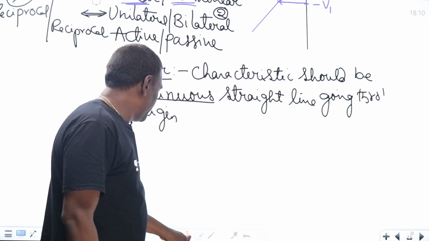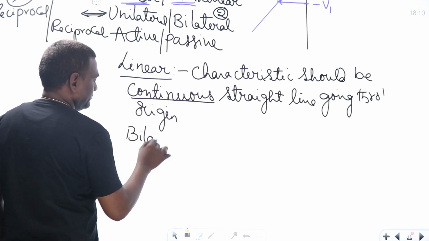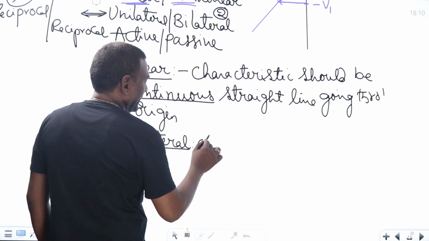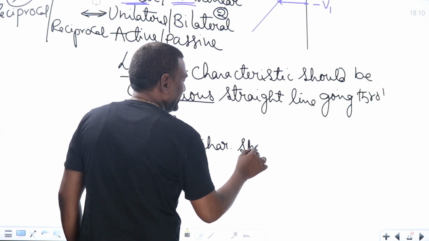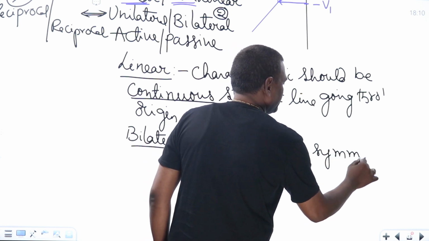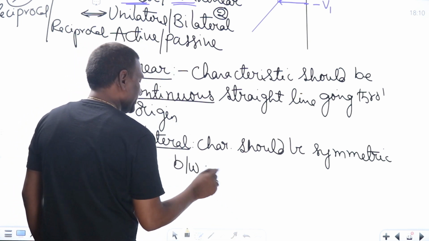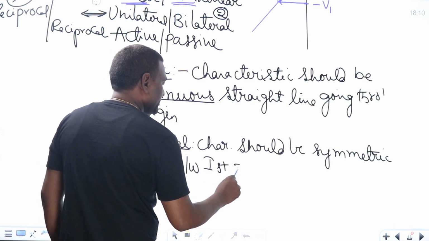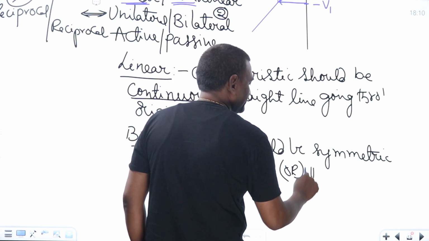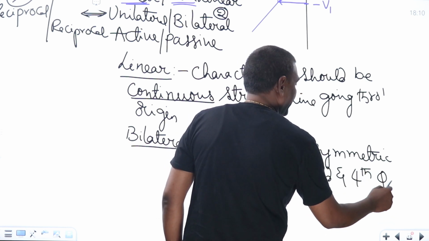About that only we are discussing. So let me think of bilateral. What is meant by bilateral? Meaning the characteristic should be symmetric between first and third, or second and fourth quadrants.